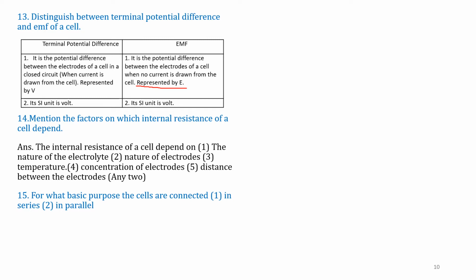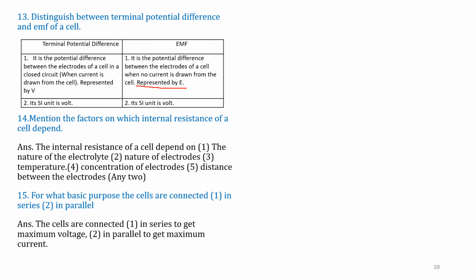Question number 15. For what basic purpose are cells connected, number one in series and number two in parallel? The cells are connected, number one, in series to get the maximum voltage. So when we connect cells side by side, then we get maximum voltage. When we connect two cells in parallel, we get more current. You can see this difference in your UPS, where we connect cells either side by side or in parallel.